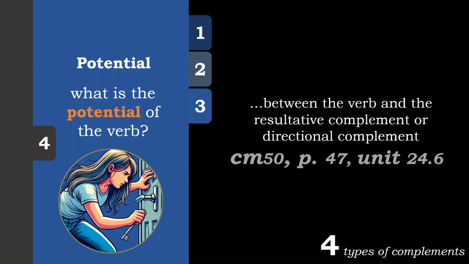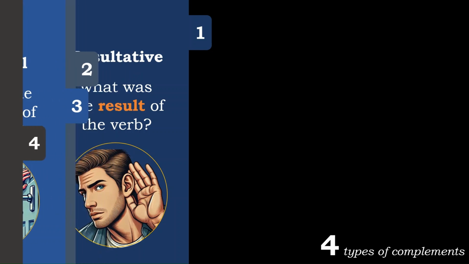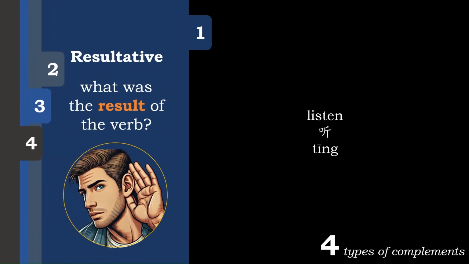Now, the good news is we've already discussed both of these complements. Let's take a look at how it works with resultative complements first. So, as a reminder, let's again revisit the verb 听, which means listen. How do we say hear? 听到. So, in this instance, the resultative complement is 到.